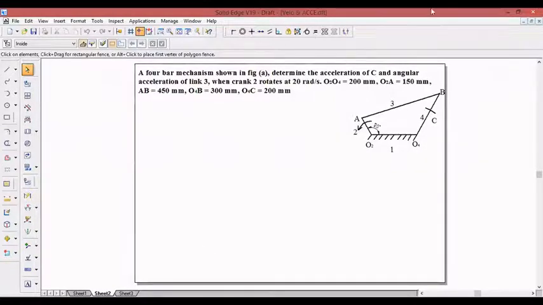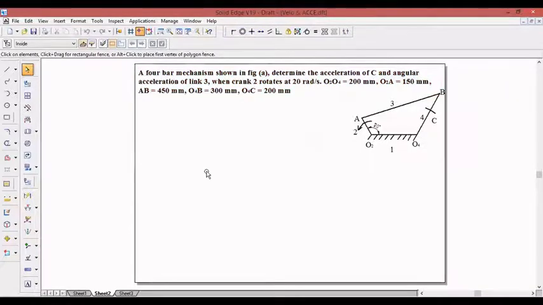We are discussing velocity and acceleration analysis of 4-bar mechanism by graphical method. Let us discuss some more problems on 4-bar mechanism. A problem statement is like this.